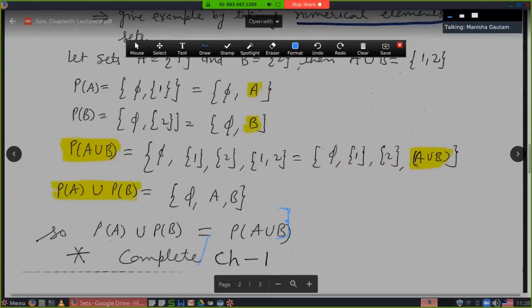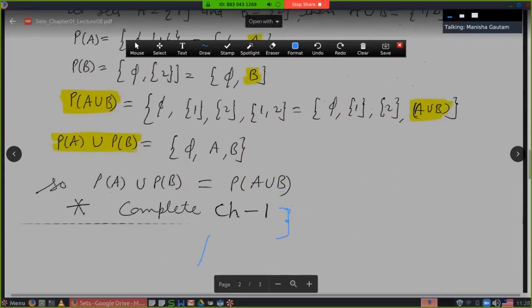I think I have explained you. You can do this. You must know about it: when these are equal or when these are not equal. When these are not equal, it means you have to give the counter example. I have taken an example here. You can take another example also. Okay.